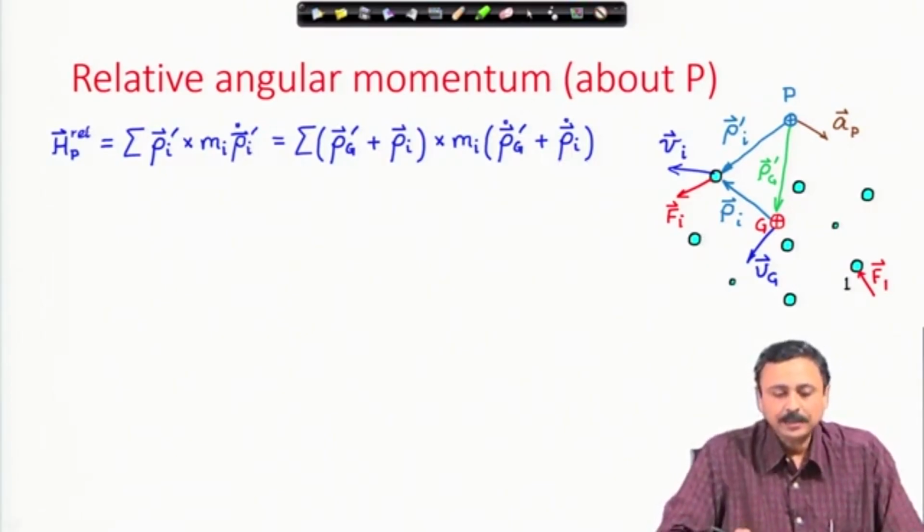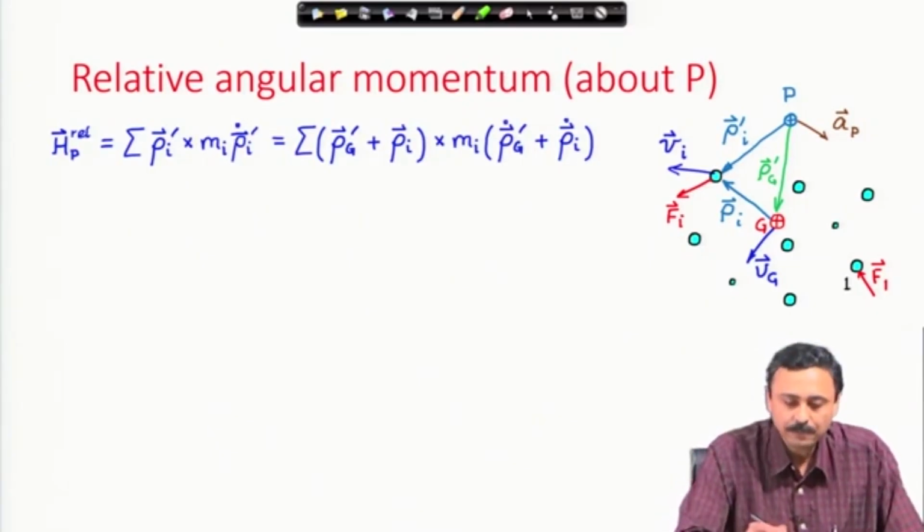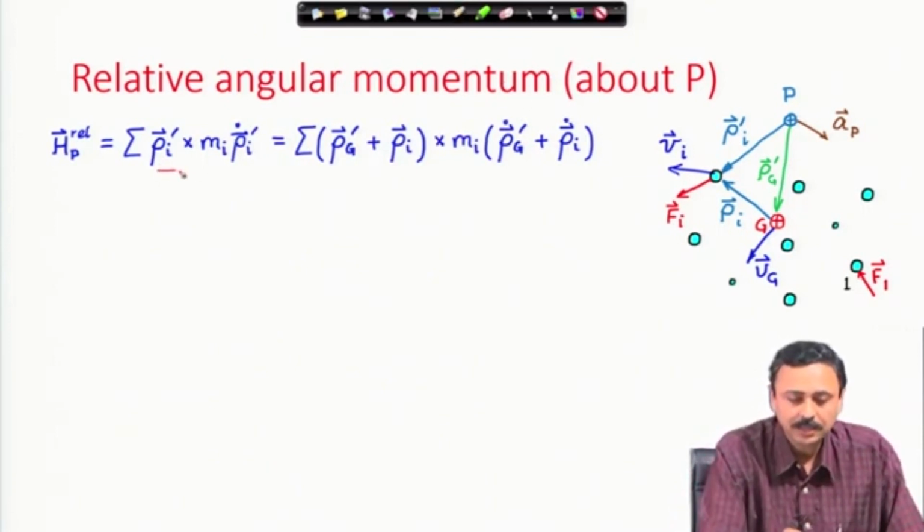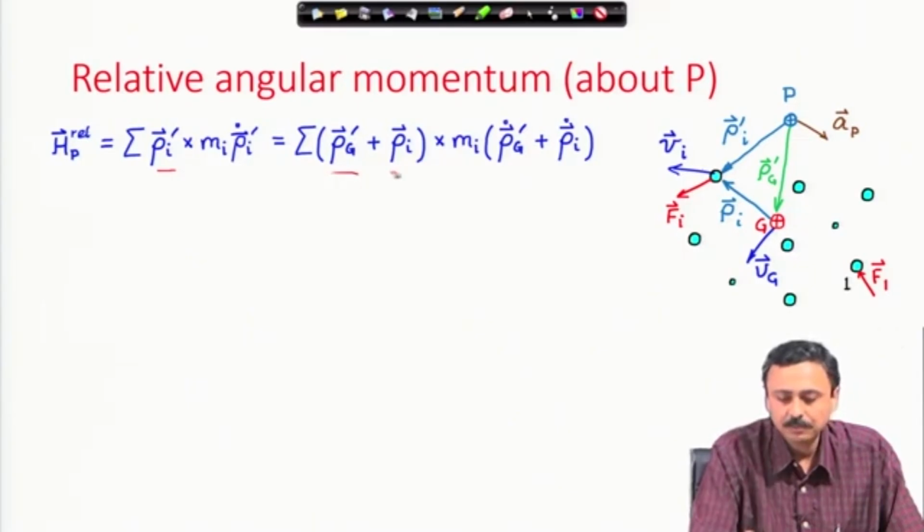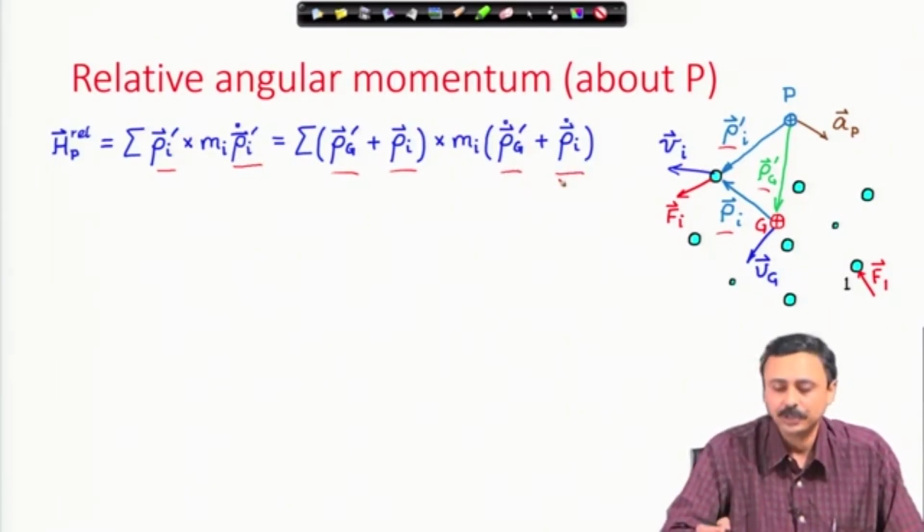We are going to look at the decomposition of this H p rel, the relative angular momentum about p. For that, I have written rho I in terms of rho g prime plus rho I prime, and rho I prime dot is rho g prime dot plus the relative velocity with respect to g.